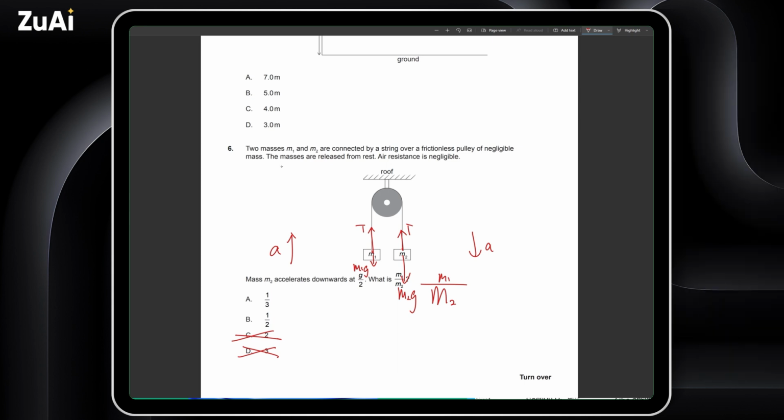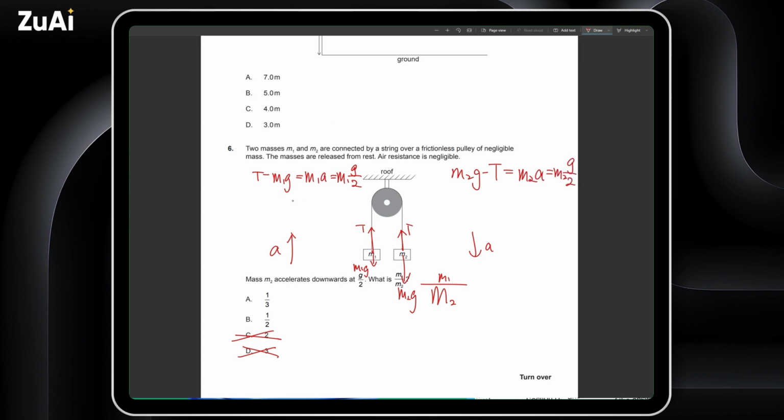So you can write the equation of Newton's second law on these two bodies separately. Starting with M1. Tension is stronger, so it's tension minus M1g equals M1a, which is M1g over 2. For object 2, it is M2g minus the tension equals M2a, equals M2g over 2.